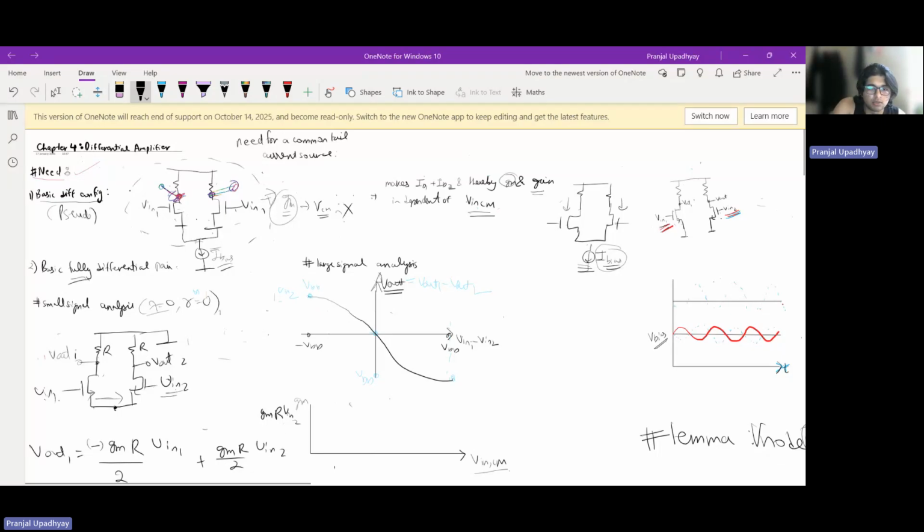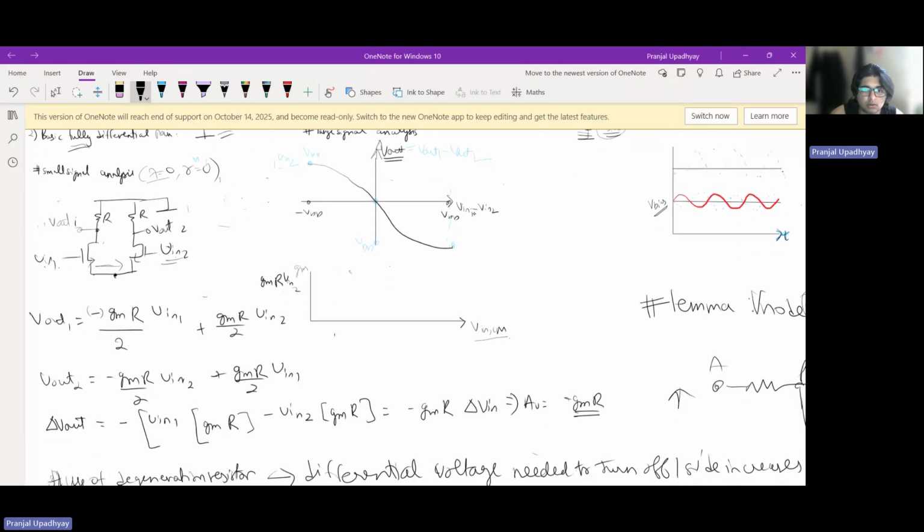And on solving that, what we get is basically this. On simplifying that expression, we are getting our gain as minus Gm times R, which is basically del V out by del V in. So this is the gain of the fully differential amplifier.